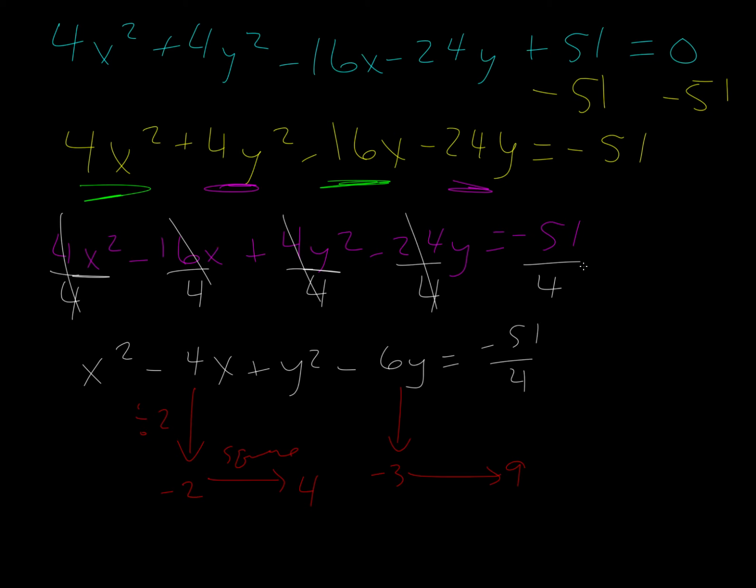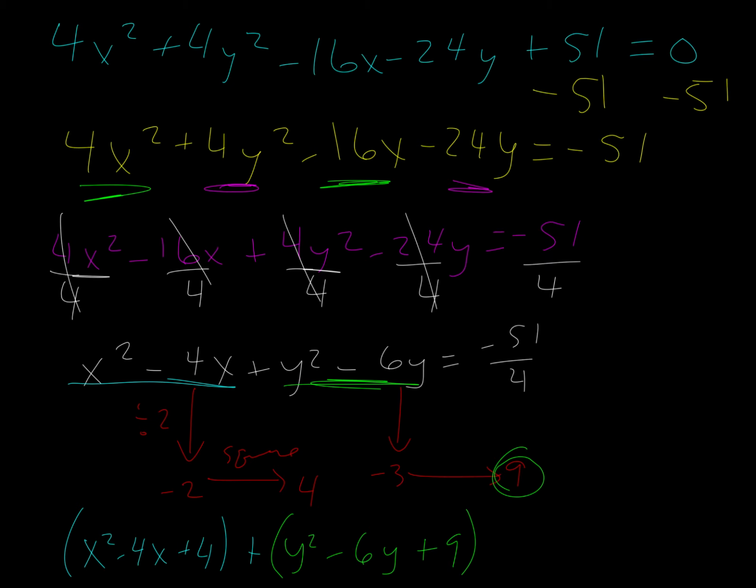And then we need to add both those to both sides. So we're going to say x squared minus 4x plus 4. I got that from here, and then I just added the 4 right there. And then we have y squared minus 6y plus 9. So I just got that from here and here. I guess just to make that clear, that 4 is that 4. And then this equals negative 51 over 4, which I got from here. And then we have to add both of these to this side.